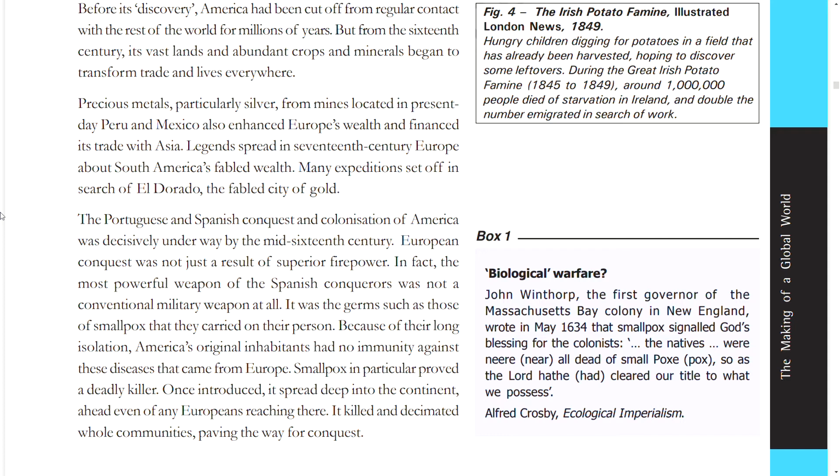Precious metals, particularly silver, from mines located in present-day Peru and Mexico, also enhanced Europe's wealth and financed its trade with Asia. Legends spread in 17th century Europe about South America's fabled wealth. Many expeditions set off in search of El Dorado, the fabled city of gold.